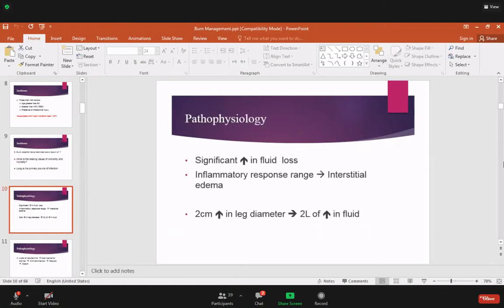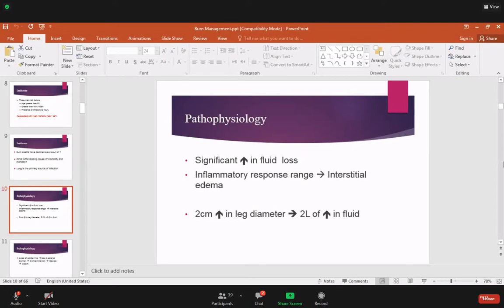Okay, what is the pathophysiology? What is happening in these patients? The first thing is, as the skin is damaged, there is no control of fluid loss. So there is a significant increase in the fluid loss from the body surface areas. Second thing is the inflammatory response. When there is inflammation, the fluid tries to come out of the capillaries and accumulate in the interstitial spaces, leading to edema.